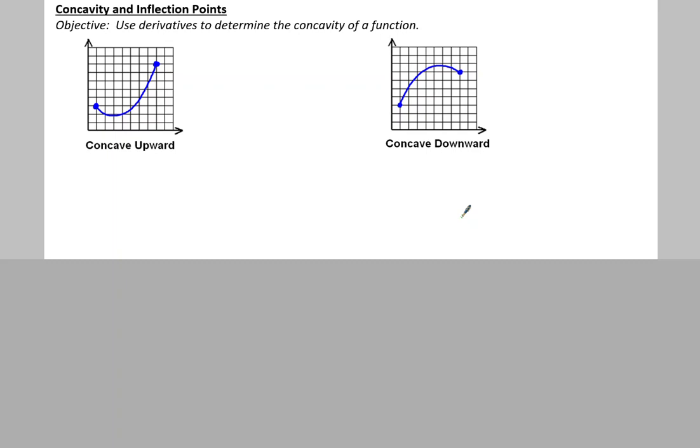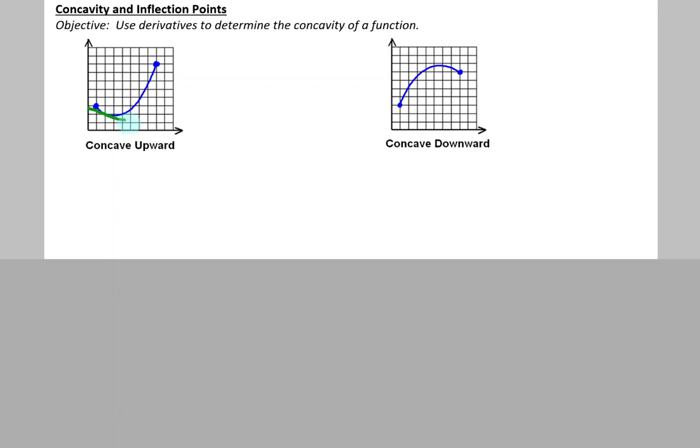Concavity and inflection points. Our objective is to use derivatives to determine the concavity of a function. Let's first talk about what concave up and concave down look like. Notice in both graphs there's a section that is decreasing and increasing. Increasing, decreasing. What concave up and down means is where the curve lies in relation to its tangents.